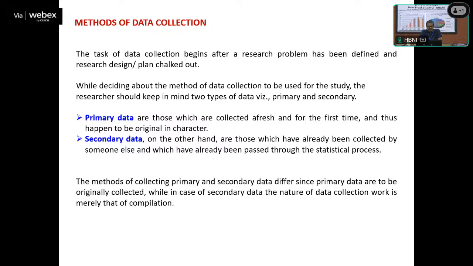The methods of collecting primary and secondary data differ. Definitely they are differing. Why? Since primary data are to be originally collected, while in the case of secondary data, the nature of data collection work is merely that of compilation. So primary data collection means you have to do the original experiments because it is original in character or novel, or doing for the first time, and you have to collect the data using experiments. While secondary data is already published in literature because it has already been done by somebody else and you have to analyze it. It's basically compilation of what is available in the open literature, okay, or somewhere else.